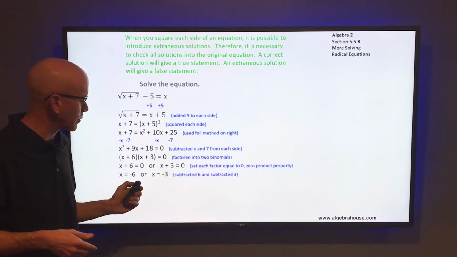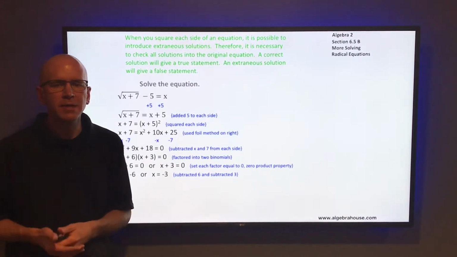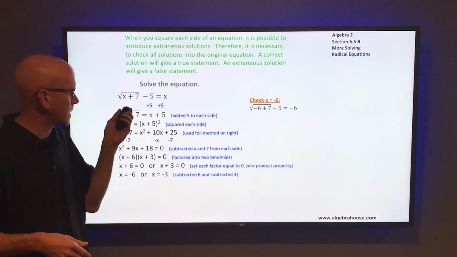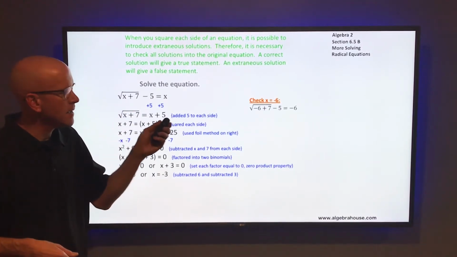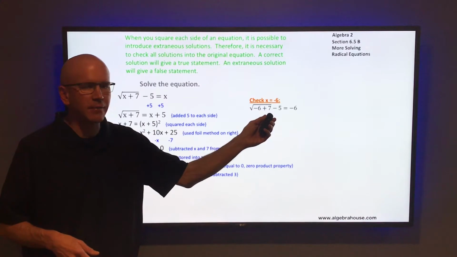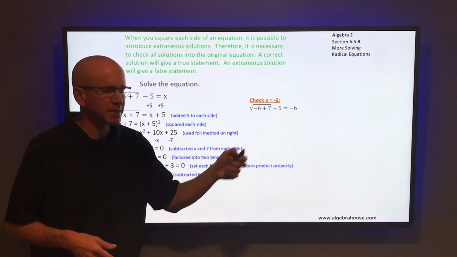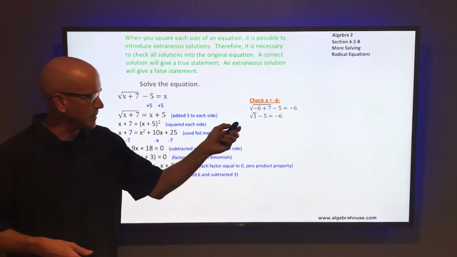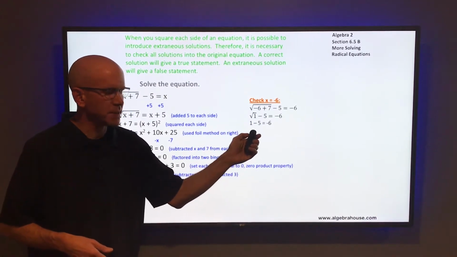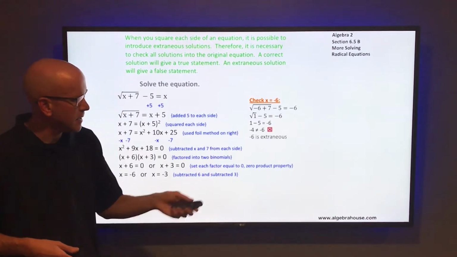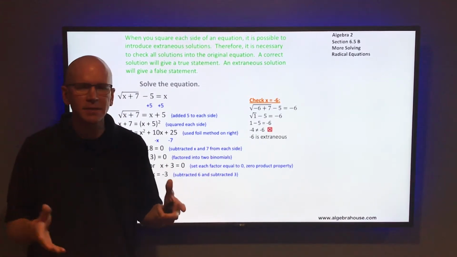We're going to check both of those solutions back in, see if they make a true statement. I'm going to start with negative 6. If you put negative 6 back into that original equation for x, you'd have the square root of negative 6 plus 7 minus 5 equals negative 6. Well, the square root of negative 6 plus 7 would be the square root of 1, and that is going to be 1. So you have 1 minus 5 equals negative 6. That's a false statement. 1 minus 5 does not equal negative 6. That would be negative 4 is equal to negative 6, and that's a false statement.